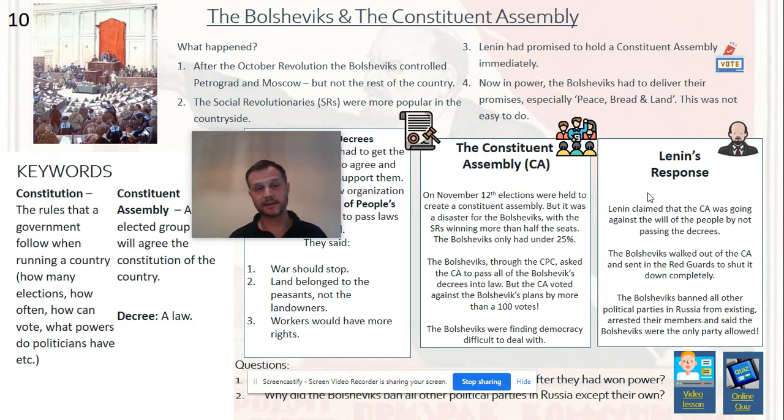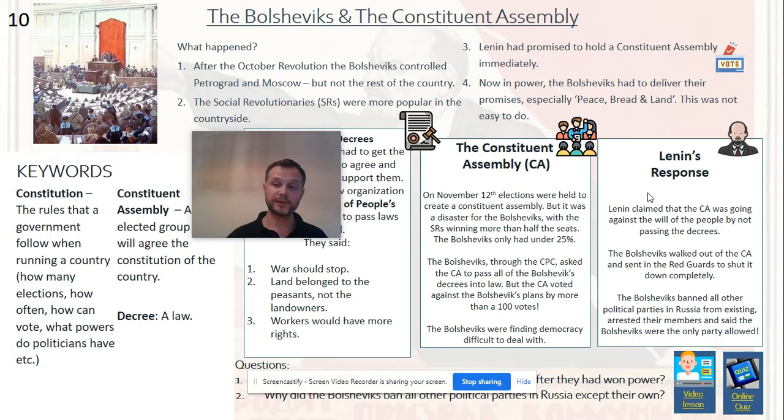Hitler does the same thing later on. They storm out of the Constituent Assembly. They stand up and walk out. And then he basically destroys democracy. He sends in the Red Guards to shut down the Constituent Assembly completely. The Bolsheviks just take complete control at this point.